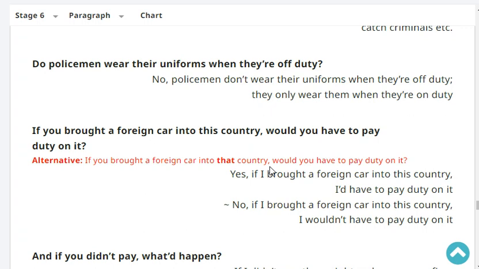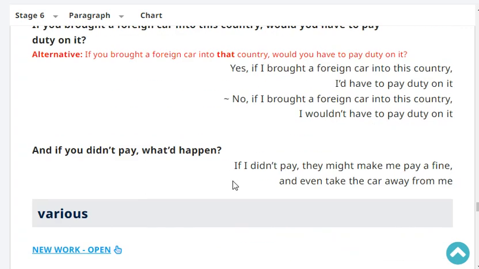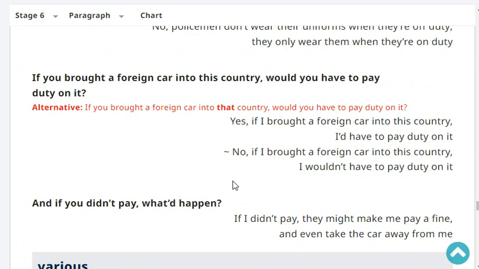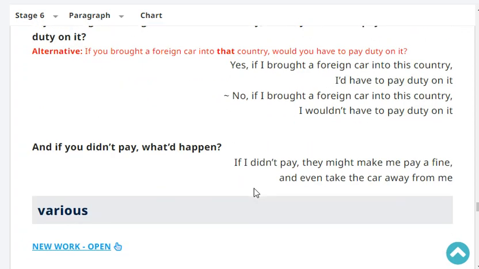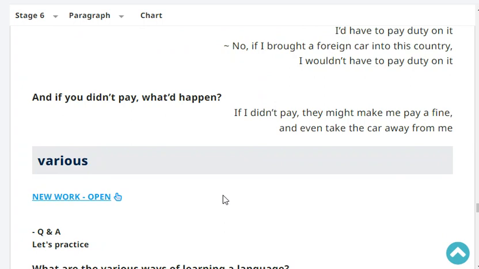If you brought a foreign car into your country, would you have to pay duty on it? Yes or no? Like tax. Yes, if I brought a foreign car into my country, I'd have to pay duty on it. And if you didn't pay, what would happen? If I didn't pay, they might make me pay a fine and even take the car away from me. Very good.